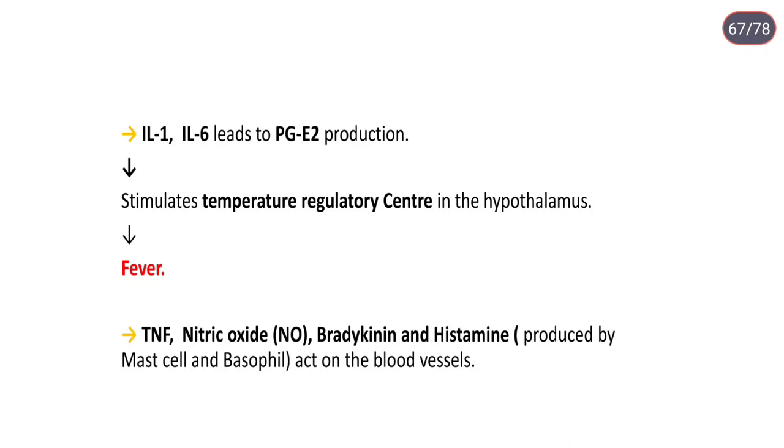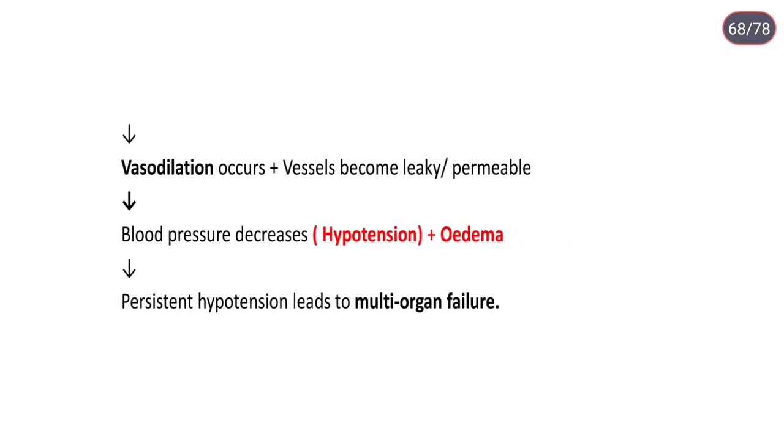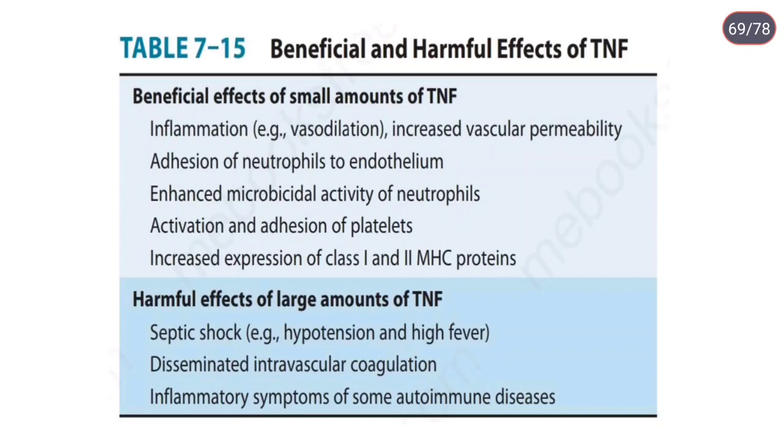And the tumor necrosis factor and nitric oxide, which is produced by the macrophage, along with bradykinin and histamine, which are produced by the mast cells and basophils, act on the blood vessels. So what they do is they dilate the vessel, and the vessel becomes leaky or permeable. So due to leaking of fluid from the vessel outside, the edema occurs, and due to vessel dilation and leaking of fluid outside of the vessel, there is hypotension. So if the hypotension persists for a long time, it may lead to multi-organ failure.